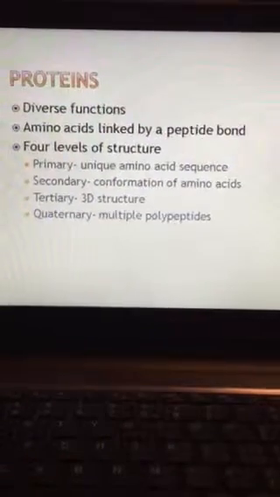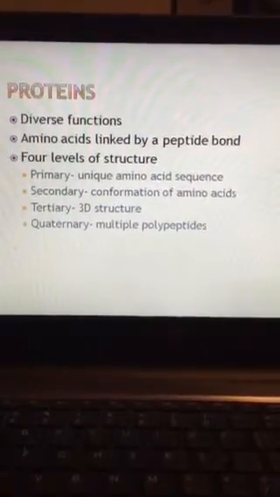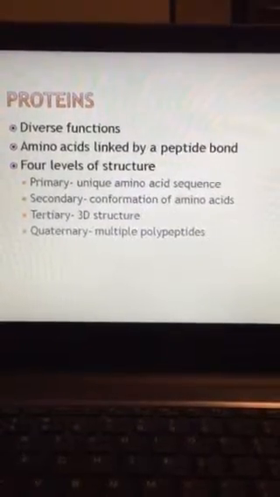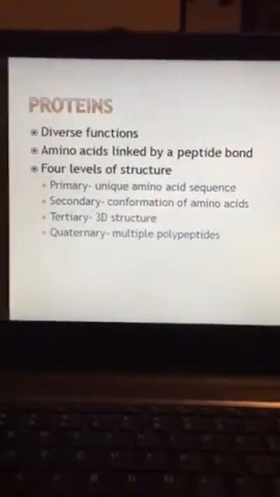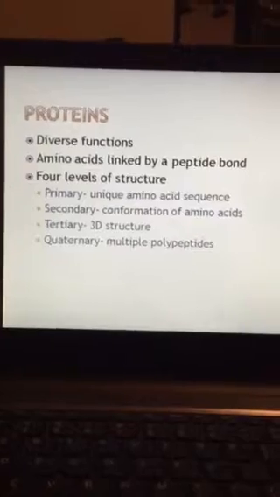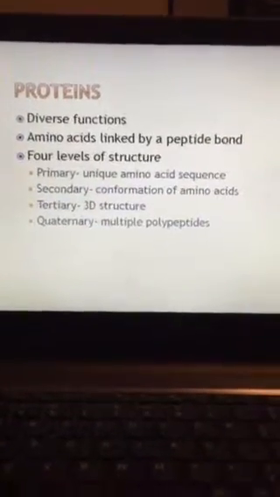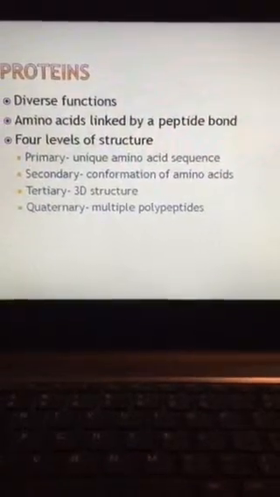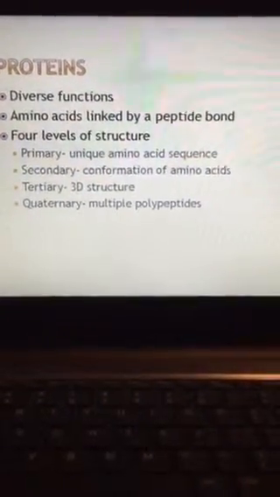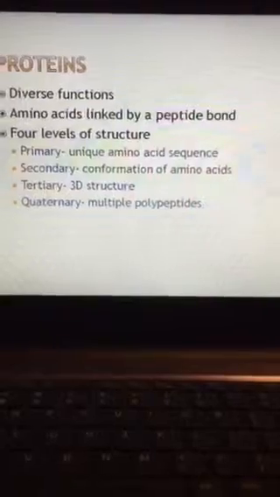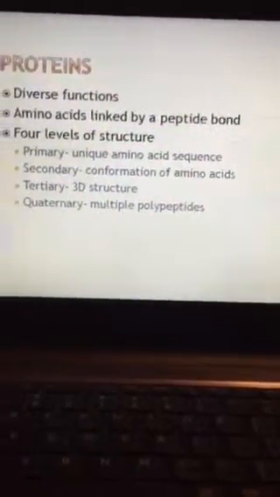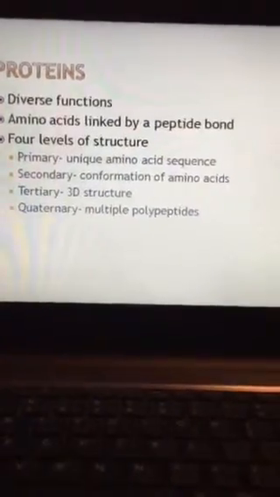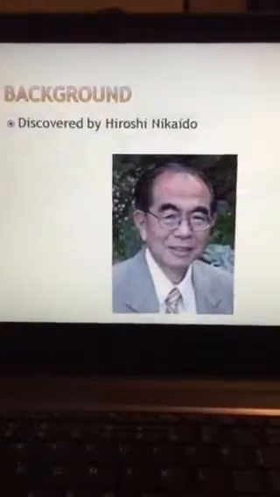The primary is a unique amino acid sequence, and it basically describes what order the amino acids are in to create the specific protein we need. And then the secondary is a conformation of amino acids, and here you see the beta sheets and the alpha helices. Then whenever they start to fold on each other, you'll begin to see the tertiary, which is a 3D structure, and then quaternary is whenever you have multiple polypeptides.